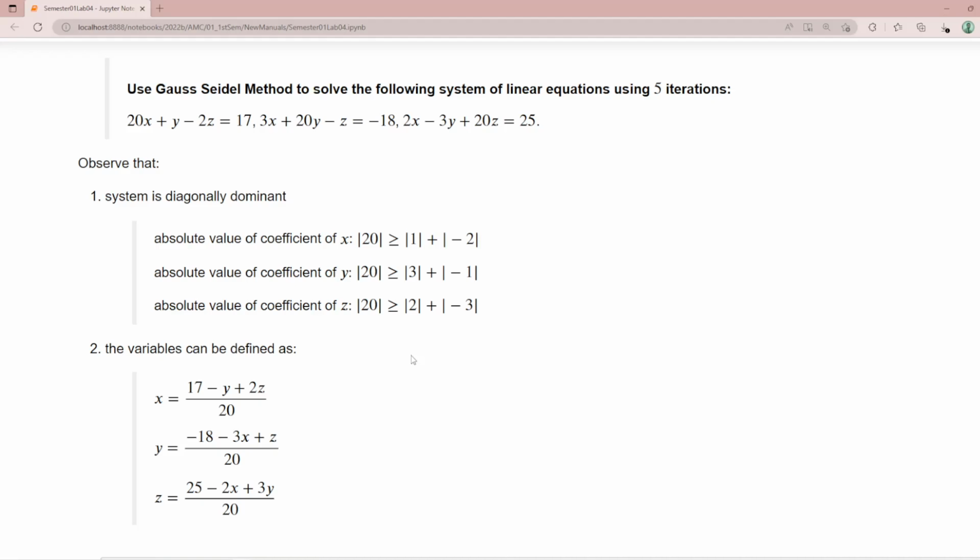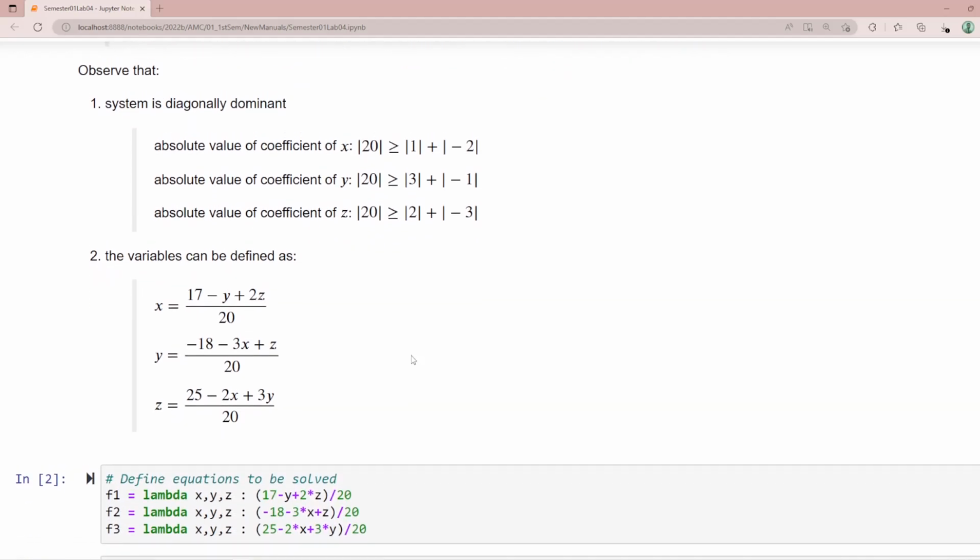Then we define on our notebooks using pen and paper that small x is going to be equal to 17 minus y plus twice z all divided by 20, and y should be equal to -18 minus 3x plus z entirely divided by 20, and z is equal to 25 minus 2x plus 3y whole divided by 20. Now let's use our algorithm to solve this particular system of equations.